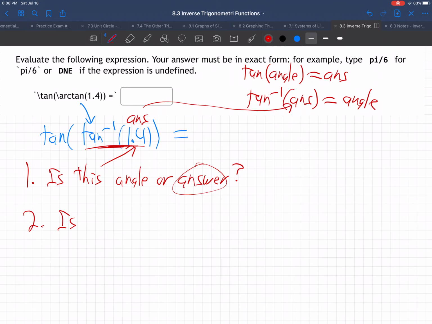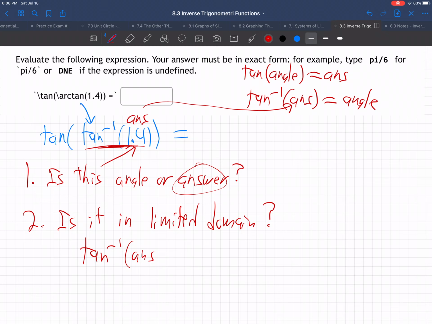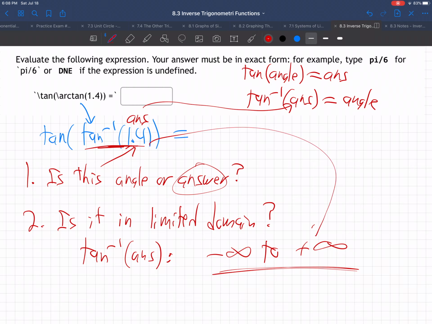Next, is it in the limited domain? That's the second question on the notes. Well, for tangent inverse of an answer, the domain is not so limited. It's negative infinity to positive infinity. So is 1.4 in there? Yes, everything's in there. So if it's yes, then they do cancel, and the answer is just 1.4. So they do cancel because everything is in the domain of tangent inverse.